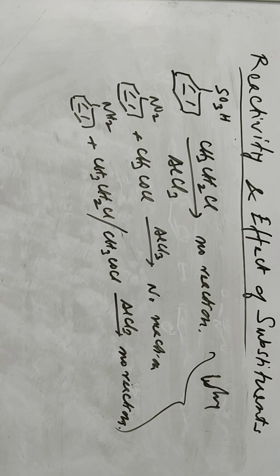If there is a meta director on the ring, the ring will be too unreactive to undergo the reaction. I am repeating that the two Friedel-Crafts reactions, acylation and alkylation, are the most sluggish electrophilic substitution reactions. Therefore, if there is a meta director on the ring, the ring will be too unreactive to undergo reaction. That's why the reaction doesn't go.